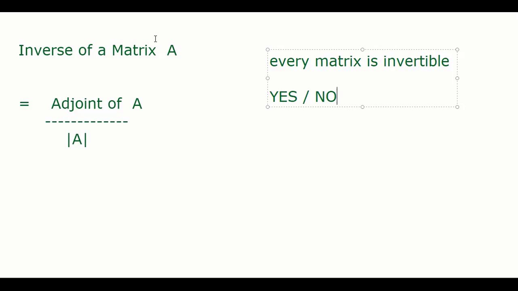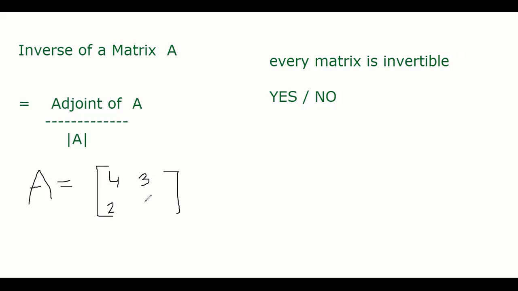So suppose I write a matrix A equal to, say, 4, 3, 2 and 5. If I have to find inverse of this matrix, inverse will always depend on A inverse. So before you find inverse of a matrix, find out the value of the determinant of the matrix. Determinant कितना होगा इसका? 4 into 5 is 20, minus 3 into 2 is 6. So 14, which is not 0, means inverse exists.